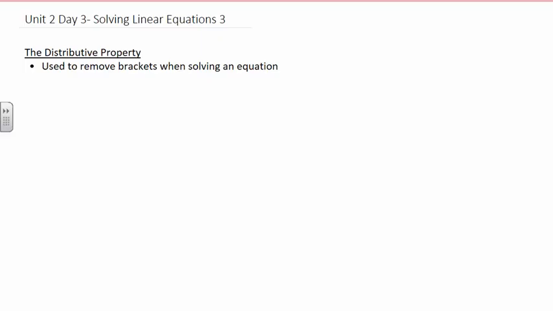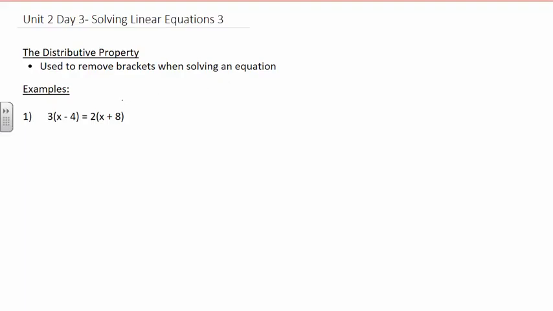We will be working through day 3 of solving linear equations. We will be looking at the distributive property, which is a way to remove brackets when solving an equation. The distributive property tells us that when you have a number outside of a bracket, you can get rid of the brackets by multiplying that number times everything inside the brackets. So we multiply the 3 times the first term, and we multiply the 3 times the second term.